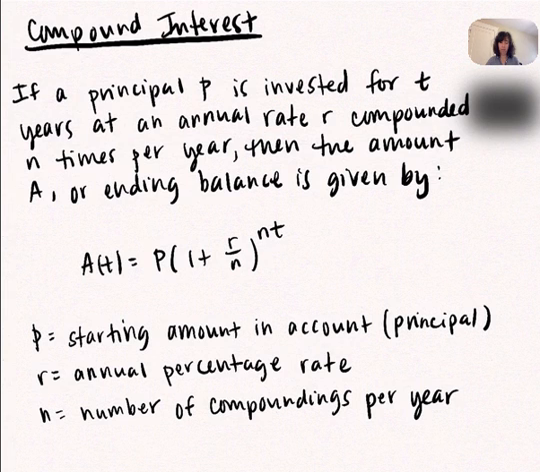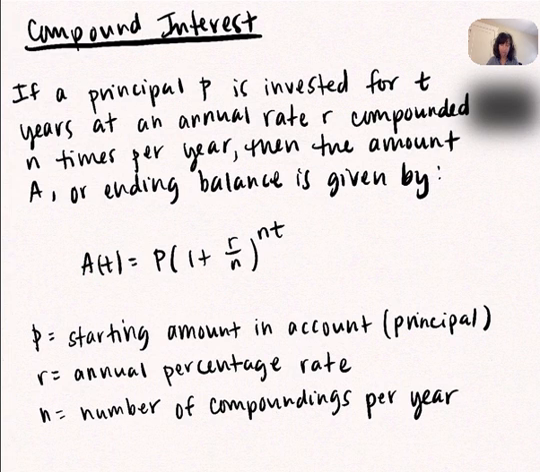Compound interest. If you take some amount of money, that's called your principal, and invest it, like put it in a bank or something, for T years at an annual rate R, that's called your interest rate, compounded n times per year, then the amount A, or the ending balance, is given by this formula here. So basically, if you invest a certain amount of money, that's your P, you can find out how much money you'll have, A of T, by using this formula right here.